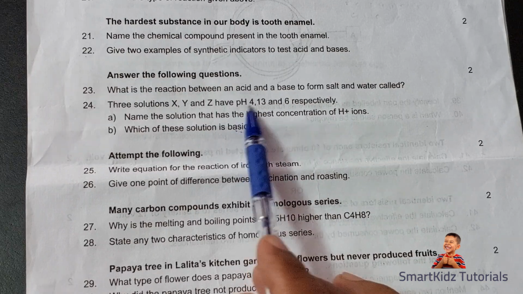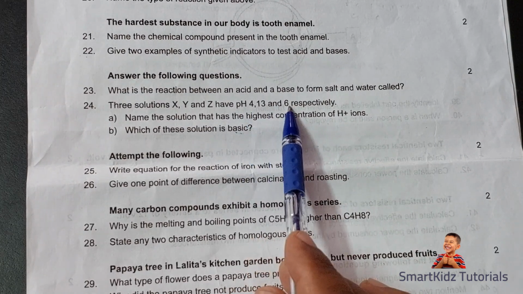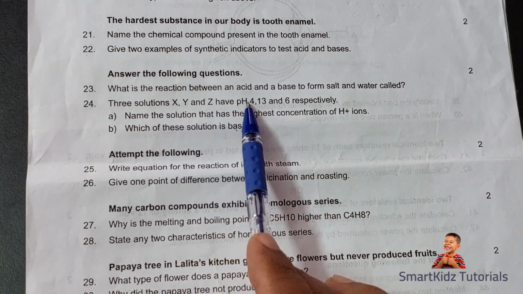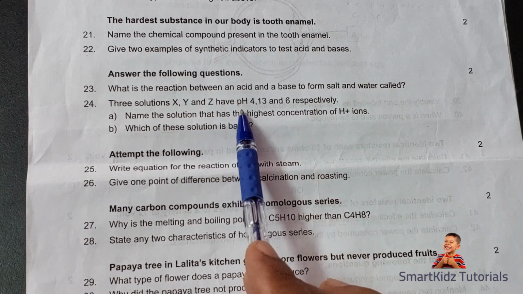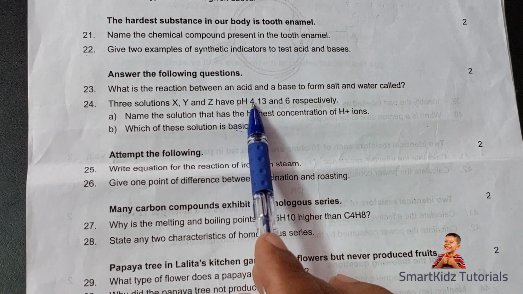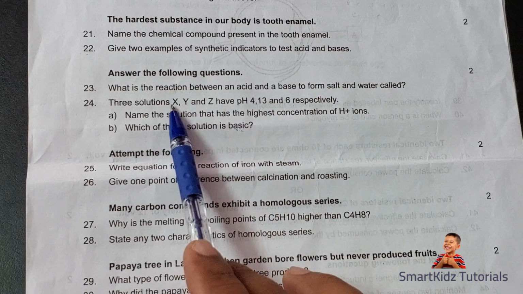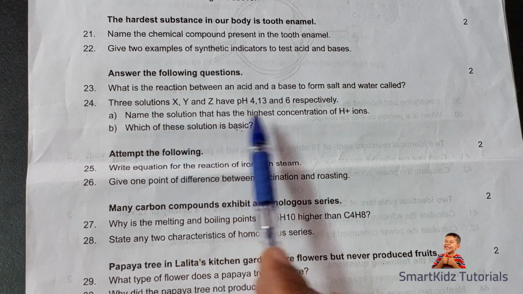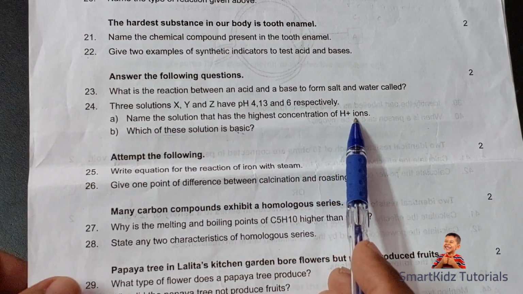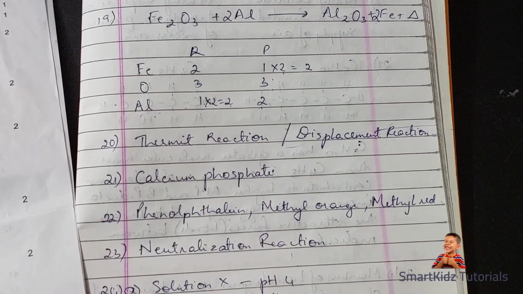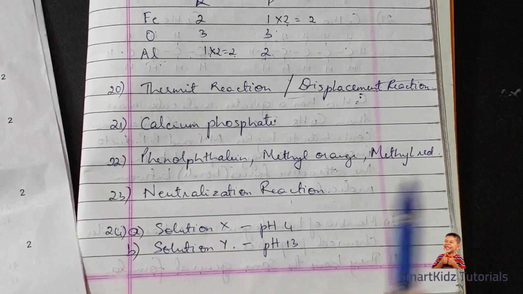So as per this, there are two acidic solutions, X and Z, having a pH of 4 and 6. And the lower the pH, the more acidic it is. So the one having a pH of 4, that is solution X, will have the highest concentration of hydrogen plus ions. Here you go, solution X, pH 4.